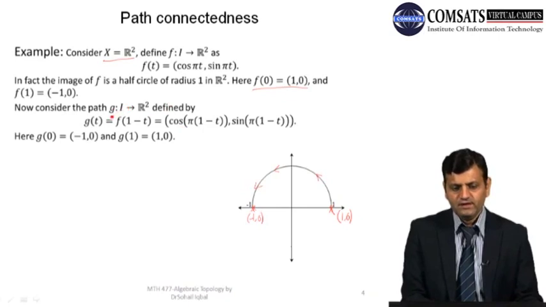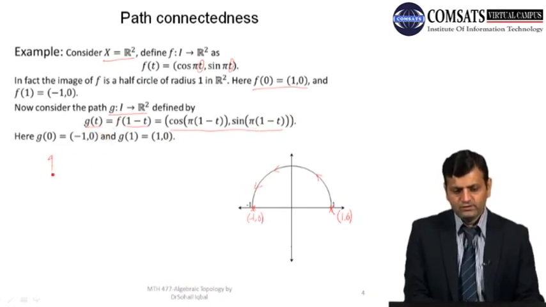Now let's consider another path which is associated to this. So consider this g defined as f of 1 minus t. In other words, just replace t with 1 minus t in the definition of f of t. So if we replace this t with 1 minus t, then we obtain this path, which is cosine pi(1 minus t), sine pi(1 minus t). Now let's see what are the starting and end points of this path. Of course, since f is a continuous function, this g is also a continuous function.